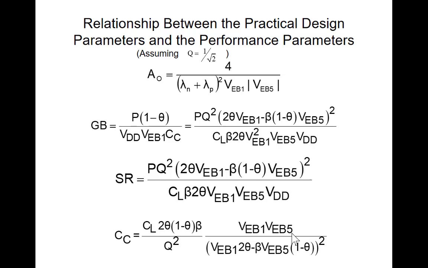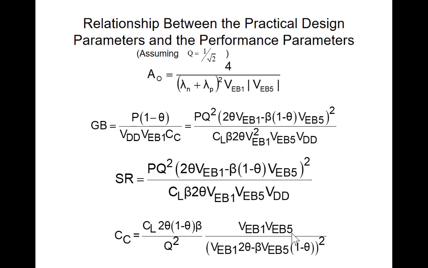GB, well, we derived this expression earlier. You can express it as P times (1 minus theta) over VDD V excess bias 1 times C sub C. But we had a closed form expression for C sub C. And if you do that, this is the expression for GB. GB is a little bit of a mess here.